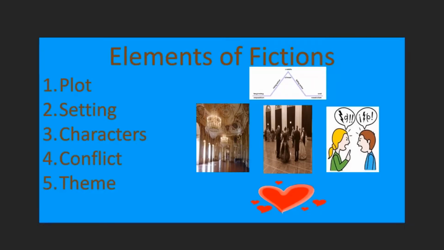Elements of fiction. All fictions have the same basic elements such as plot, setting, characters, conflict, themes. It will be helpful for you to have an idea about the elements of fictional stories because our first activity is based on a fictional story.